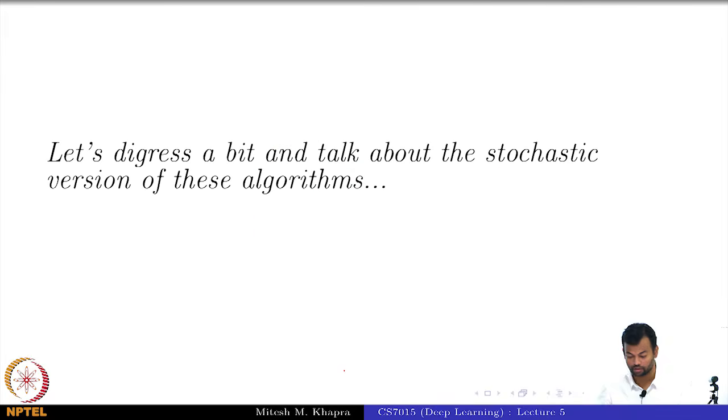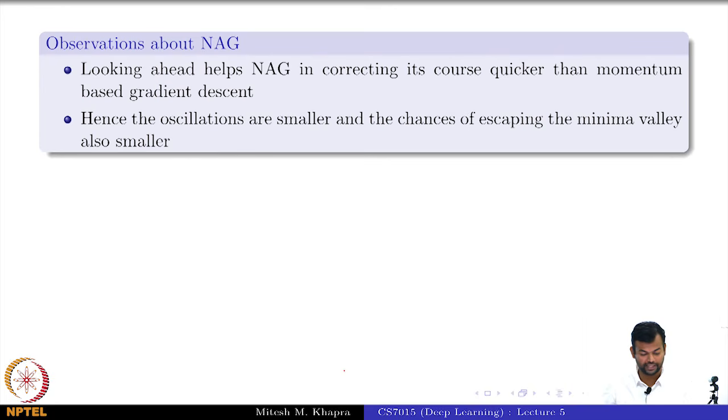Everyone gets this? Okay. So that's where now it's clear why the oscillations are smaller in the case of NAG, and it's able to correct its course quicker. Okay. So that's where we'll end this module.